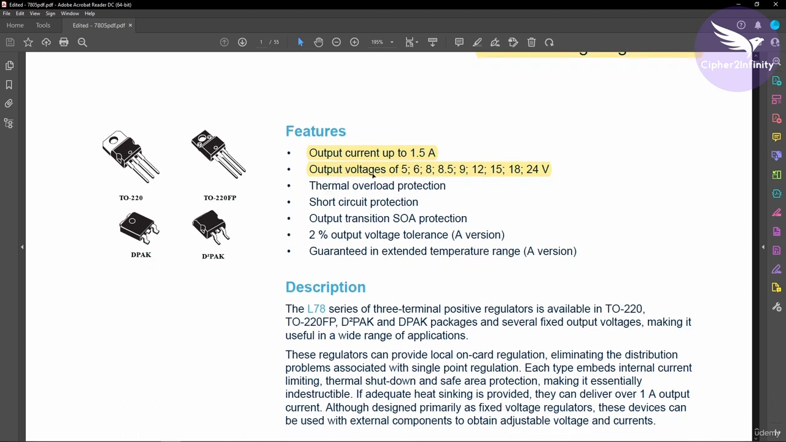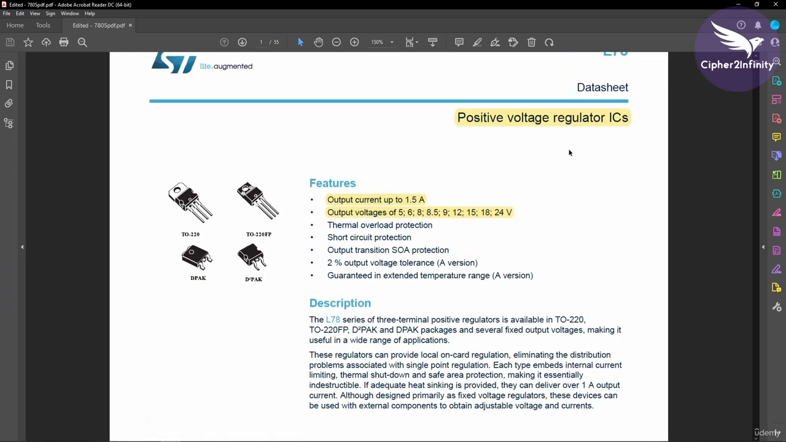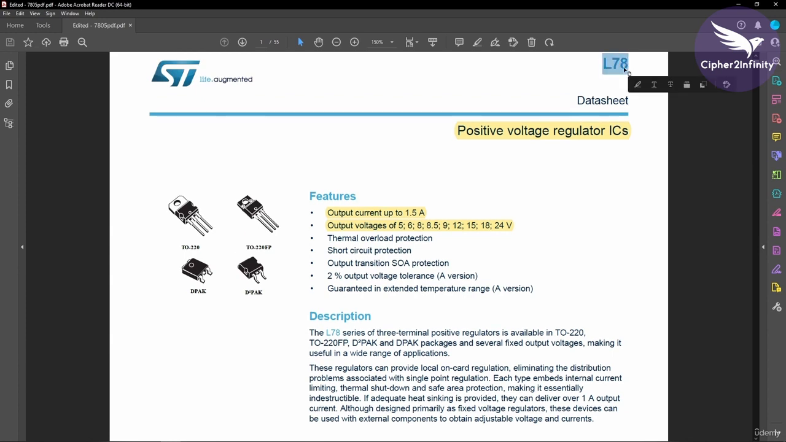And after that, output voltages of 5, 6, 8, 8.5. Likewise, there are different voltages which this particular series of ICs is capable of generating. So as I told you, if the name of the IC is L7805, then it's going to generate 5 volt on the output side.